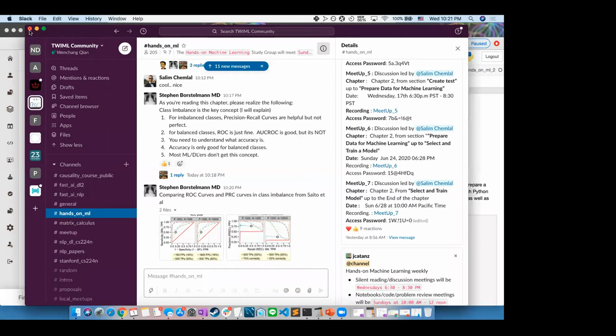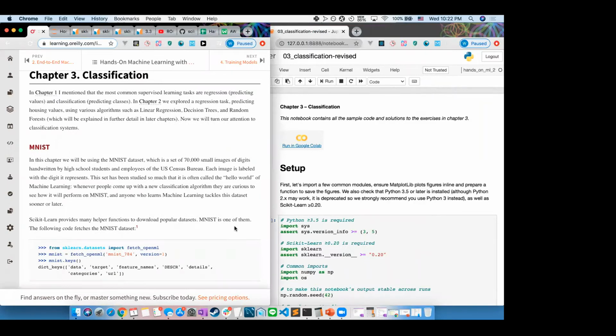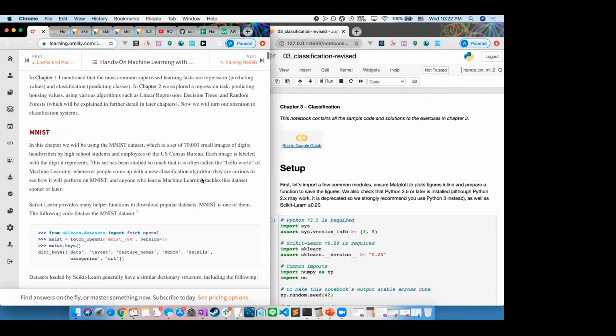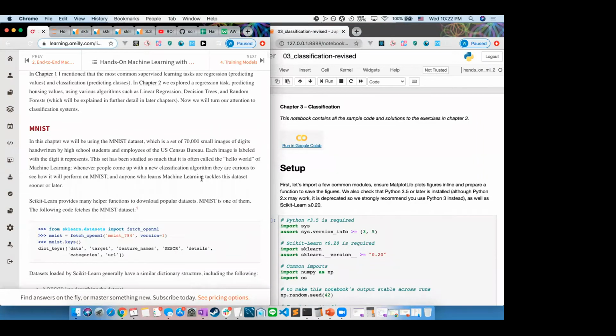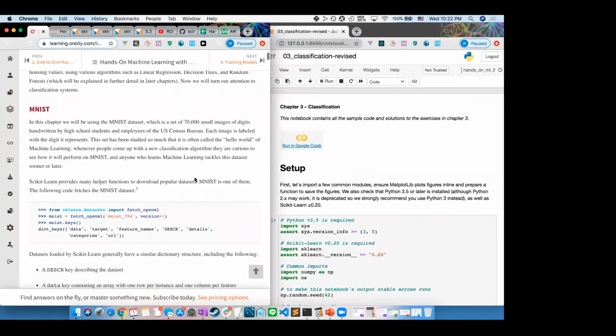Okay. So MNIST, and for those of you who are relatively new to ML or machine learning, MNIST is basically a data set, in this case, 70,000 small images of digits handwritten by high school students and employees of the US Census Bureau. And it's basically 0 to 9 as the digits. Each image is labeled with the digit it represents. It's more like the hello world of machine learning.